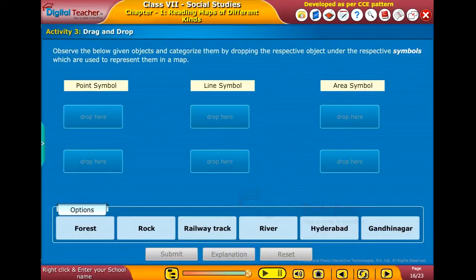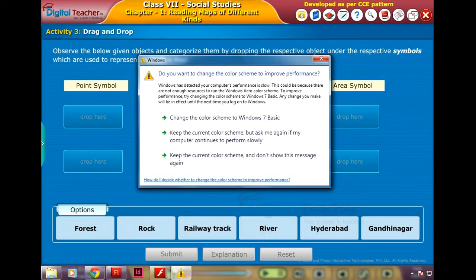Now, let us do a small drag and drop activity. Observe the below given objects and categorize them by dropping the respective object under the respective symbols, which are used to represent them in a map.